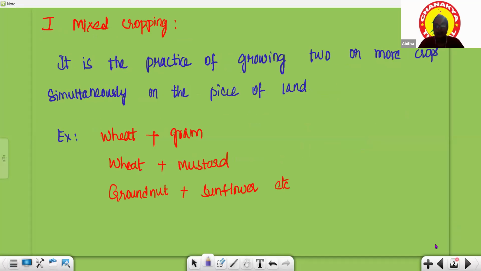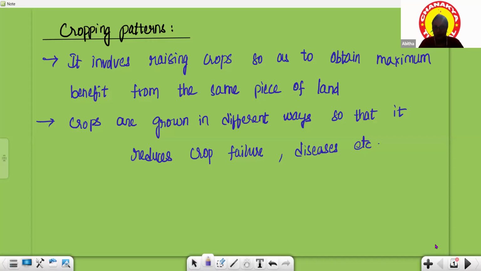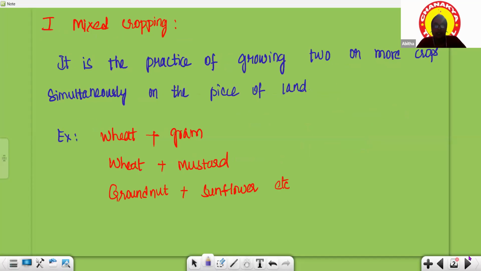There are 3 cropping patterns. Today we discuss 2 of them, and in the next class we can discuss 1 more. The first method is mixed cropping. What is mixed cropping? It is the practice of growing 2 or more crops simultaneously on the same piece of land. Examples are wheat and gram, wheat and mustard, groundnut and sunflower.